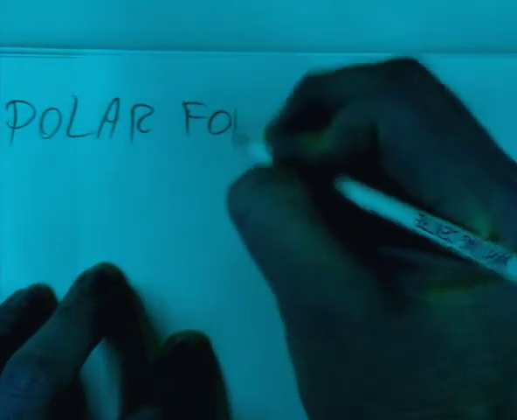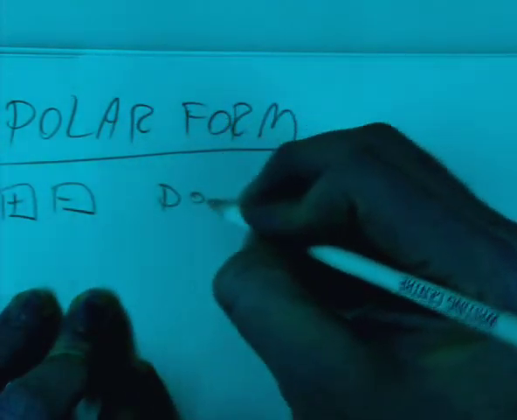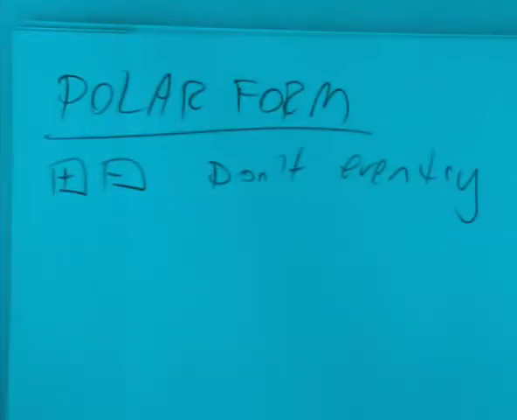Polar form is sort of nice. For polar form, plus and minus, don't even try. Convert to Cartesian form and then add them. Okay, so polar form will not allow you to add and subtract at all. So you can't add or subtract them if they're in polar form. You have to convert them to rectangular form first.